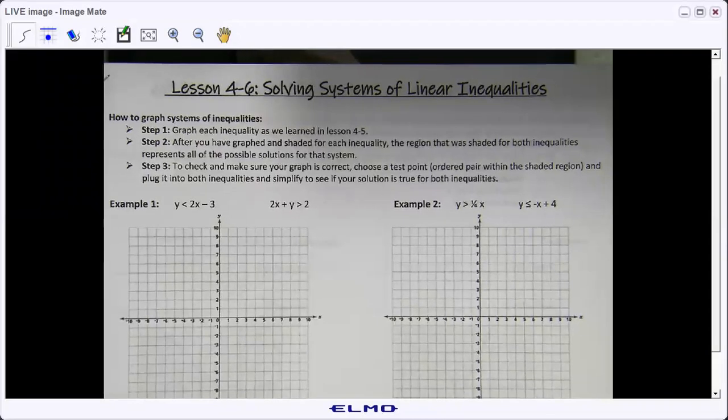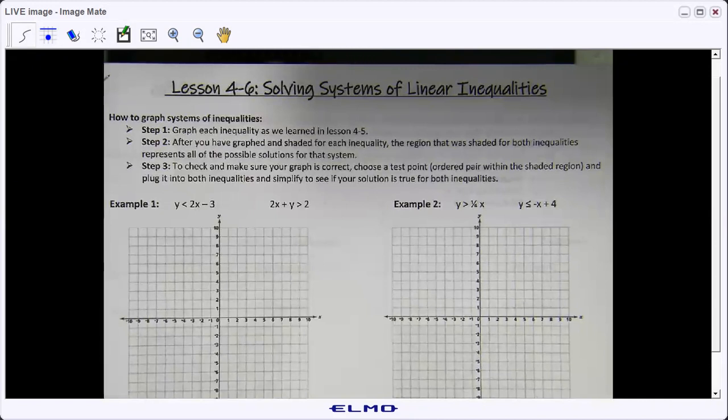Today we're doing our last lesson of Unit 4, Lesson 4-6, which is solving systems of linear inequalities. The assignment that you just turned in today was graphing inequalities. So it was basically a pre-lesson to get you ready for this. If you already know how to graph and shade for inequalities, this lesson should go fairly smoothly.